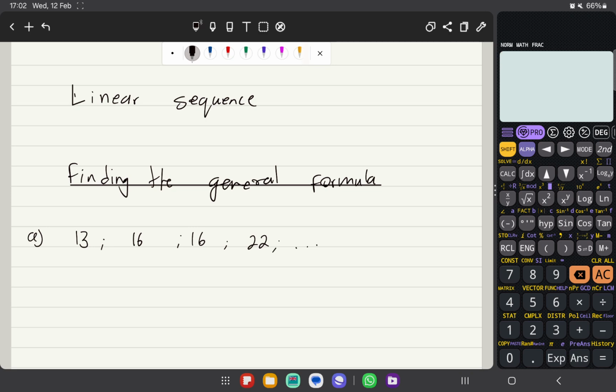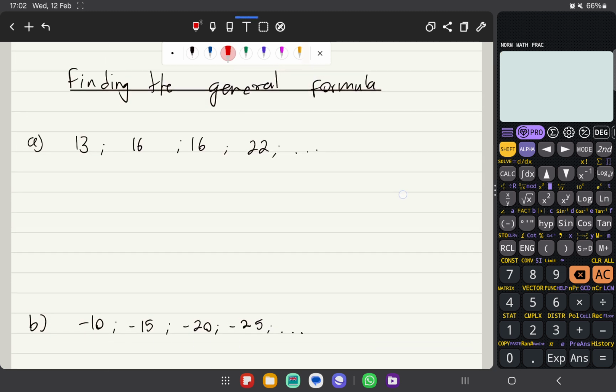So let's start. Last year in grade 10 you did linear sequences. And of course, I should say that a sequence is a set of numbers or variables that follow each other in a particular order. Before we get into the question here, find a general formula, let me discuss something.